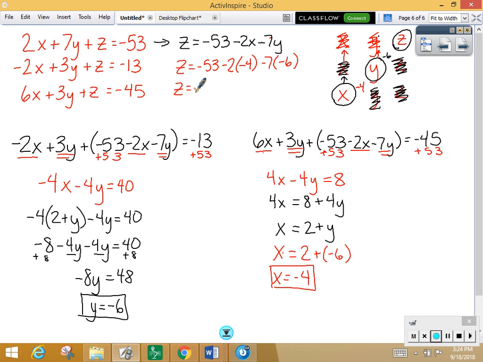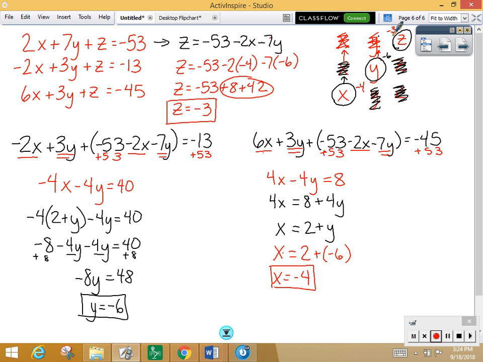z equals negative 53. And then negative 2 times negative 4 is plus 8. Negative 7 times negative 6 is plus 42. Well, let's combine these two first. That's easier. 8 plus 42 is 50. So negative 53 plus 50 is negative 3. And so we know z is negative 3.